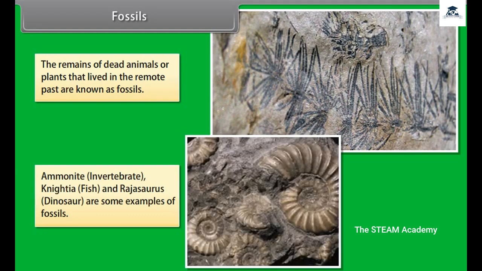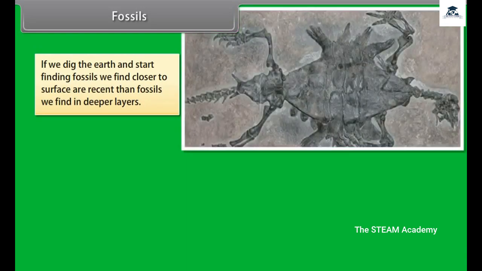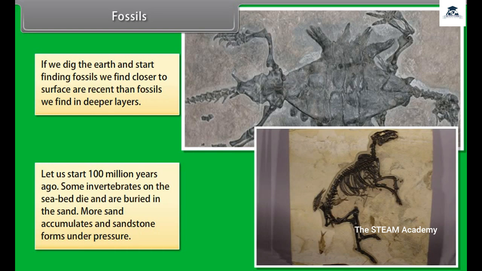Ammonite, invertebrate, Nicaea, fish, and Rajasaurus, dinosaur, are some examples of fossils. If we dig the earth and start finding fossils, we find that fossils closer to the surface are more recent than fossils we find in deeper layers. Let us start 100 million years ago.